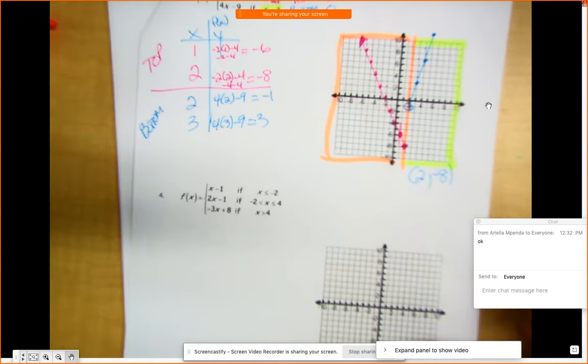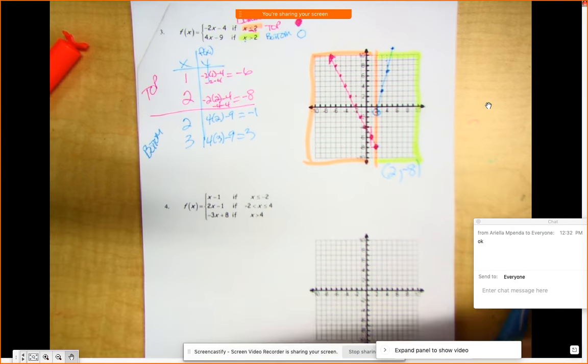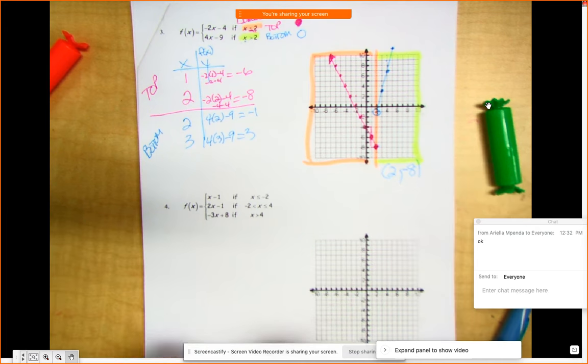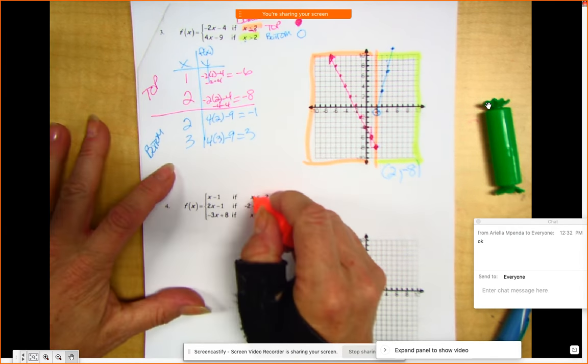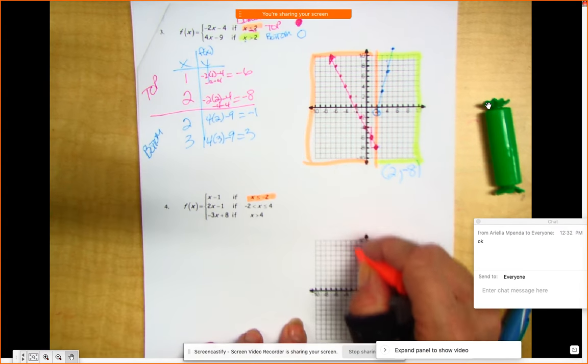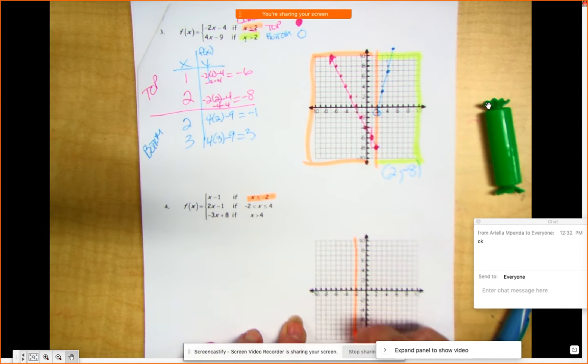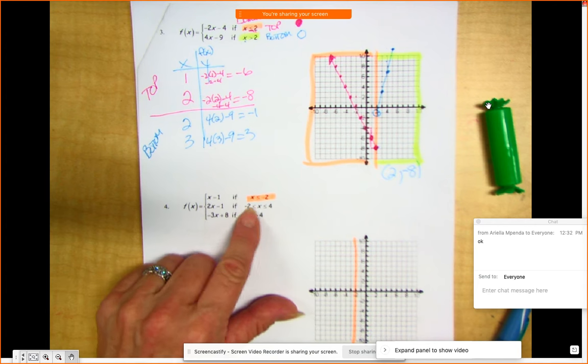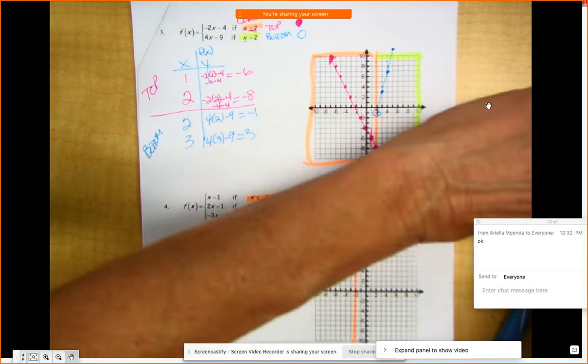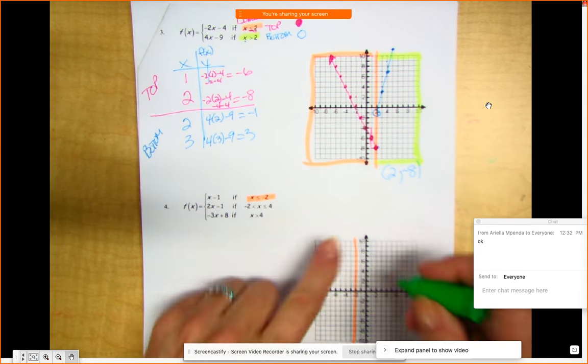The bottom one shows 3 parts of the graph. So I'm going to need 3 colors. Oh, I love colors. Top one, I will do in orange. And it says less than or equal to -2. So I know there's a boundary line here. The next one says -2 to 4. So I know there's going to be a boundary line over here at 4.